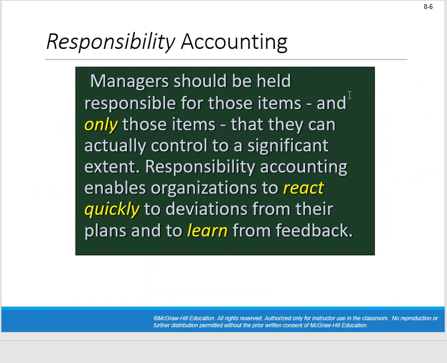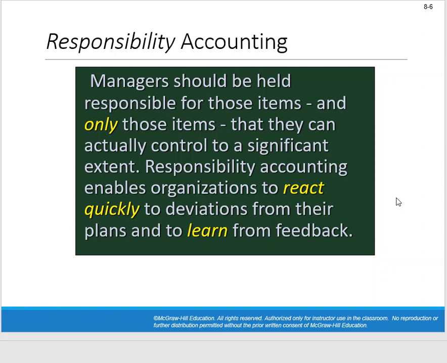When we refer to responsibility accounting, that's the idea that managers should only be held responsible for those things that they can actually control to a significant extent. So responsibility accounting is going to allow the organization to react quickly to deviations from their plans and learn from feedback. What does that mean? What does that have to do with budgeting? Well, the idea in the budgeting process is that if we have any kind of deviation or variation from our budget, we need to take a look at it. We need to ask questions and figure out what went wrong and correct that and learn from that feedback.